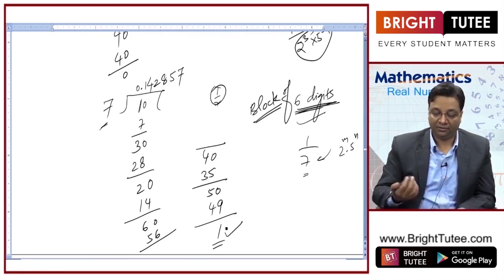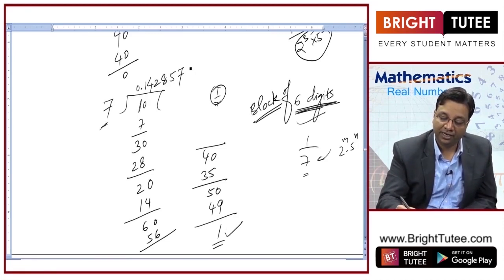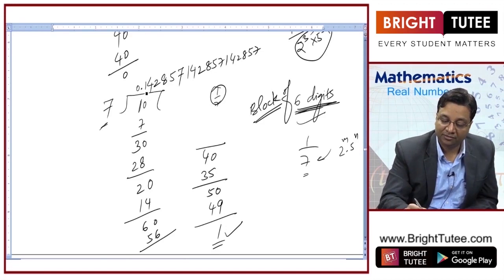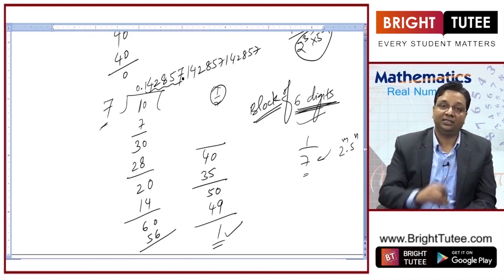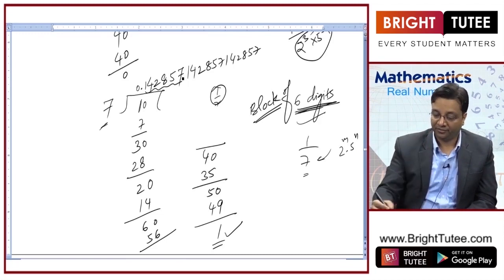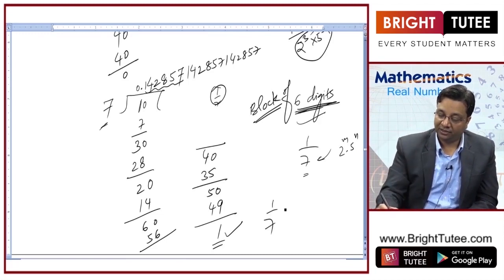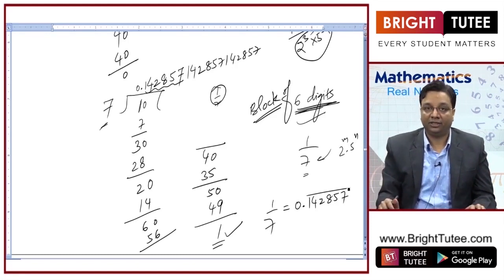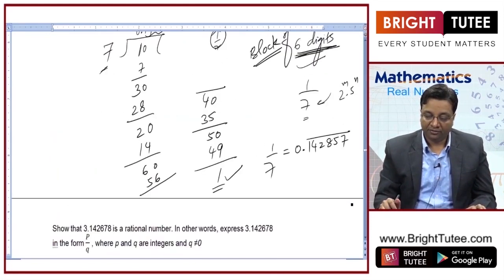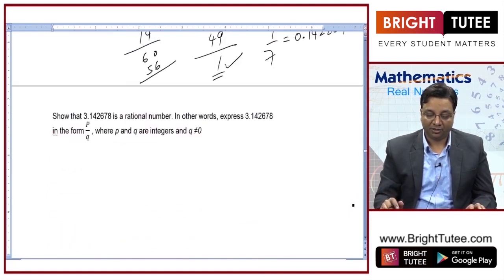So after this, what will happen is 1, 4, 2, 8, 5, 7 will start repeating. So this is my repeating block of digits 1, 4, 2, 8, 5, 7. And how many digits has it got? 6 digits. So 1 by 7 can be written as 0.142857, right? Then I put a bar on it. Now these were the decimal expansions, some of the decimal expansions.